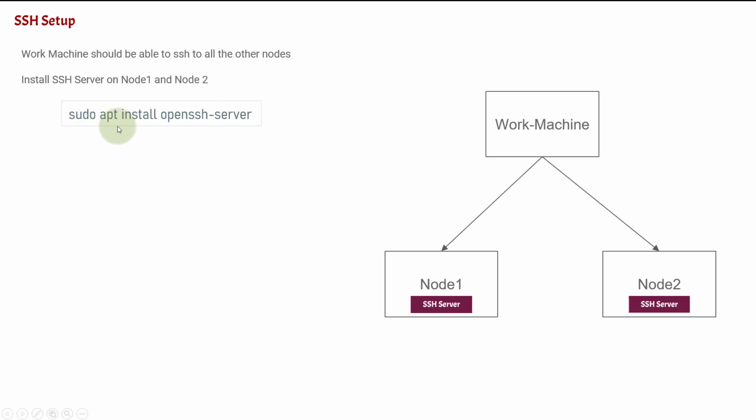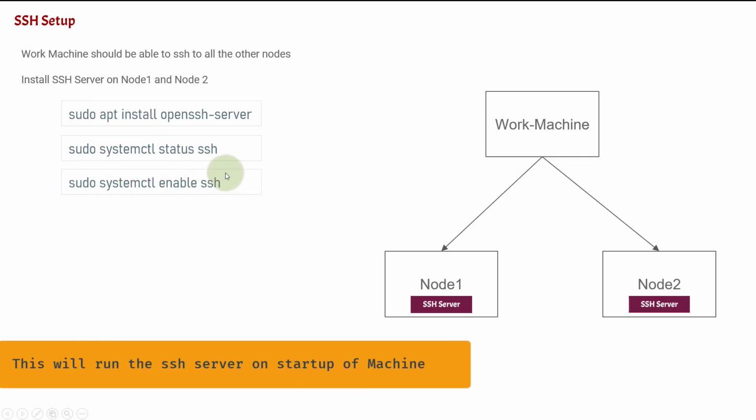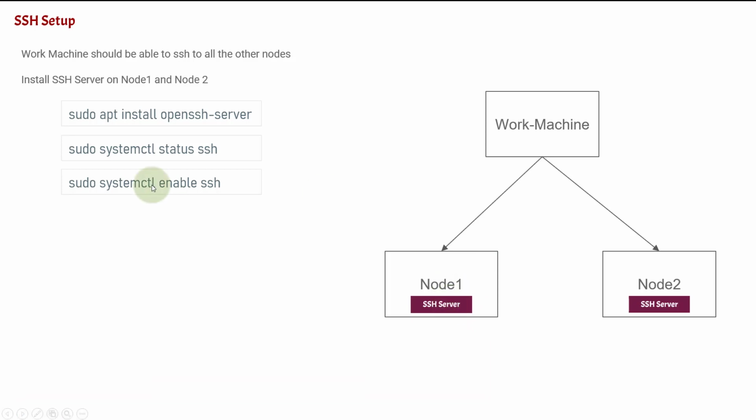We can do that by using this command, sudo apt install openssh-server. Then if you want to check whether it is running or not, you can do it from here, sudo systemctl status ssh. And if you want to enable the SSH server to run on every restart, that is, if I restart node 1, then this SSH server will automatically be up and running, then you need to type this command.